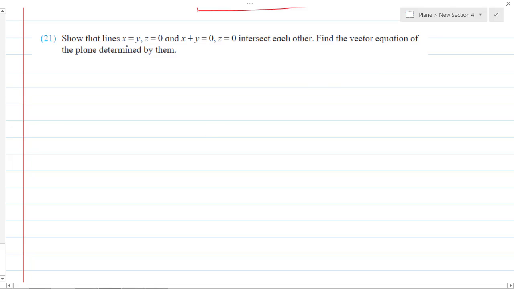Show that the lines x equals y and z equals 0, and x plus y equals 0 and z equals 0, intersect each other. We have to show that, and we have to find the vector equation of the plane determined by them. Again I am telling you, to get the vector equation we need two pieces of information.